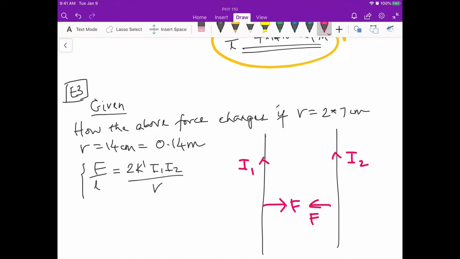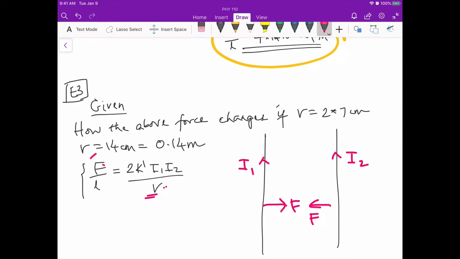Between them, the two forces are equal because of Newton's third law of action and reaction. Now, you can look at this R. R is in the denominator here, and the force over here is in the numerator. So as R increases, F decreases. As R decreases, F increases. And the proportional relationship is not a square one. As you can see, it's just one over R.